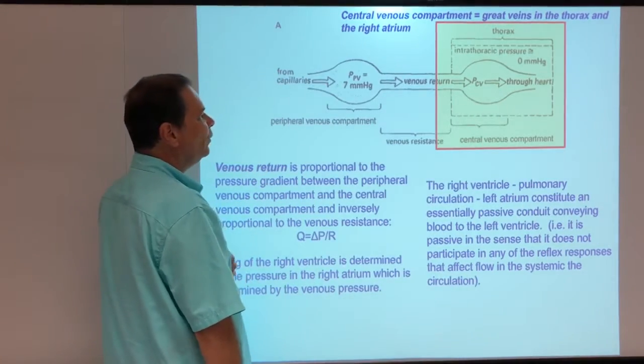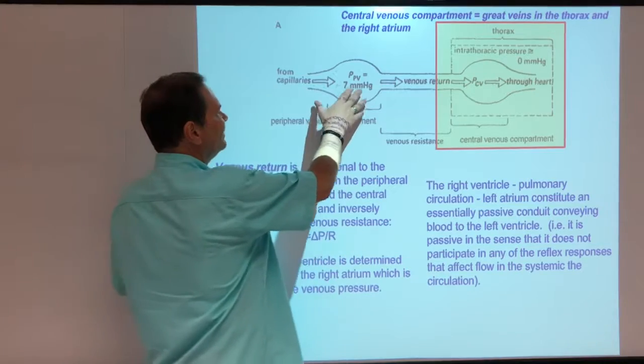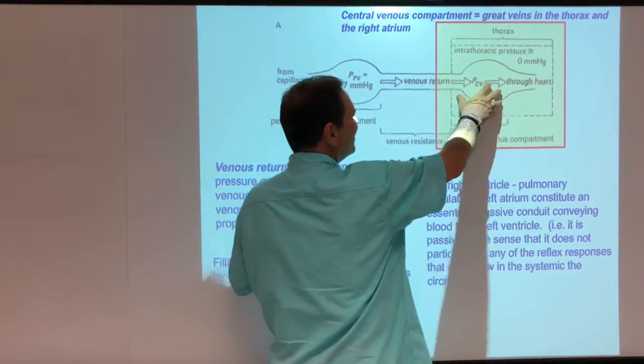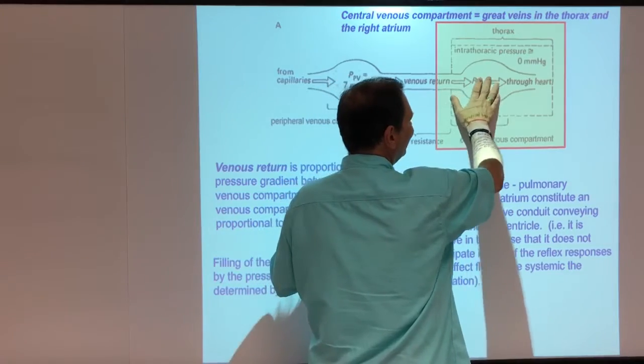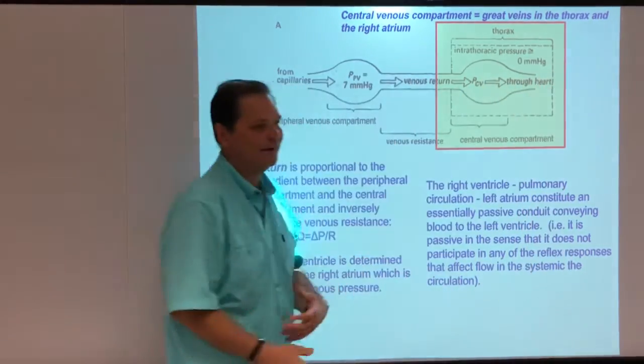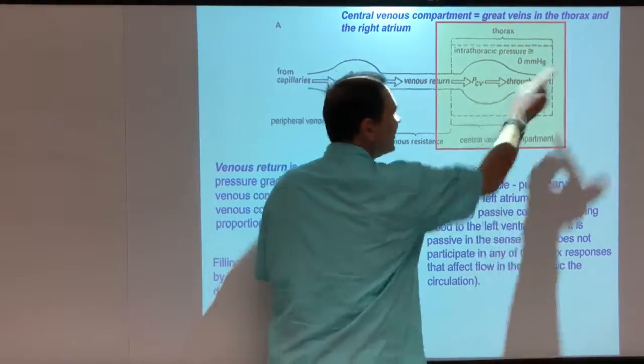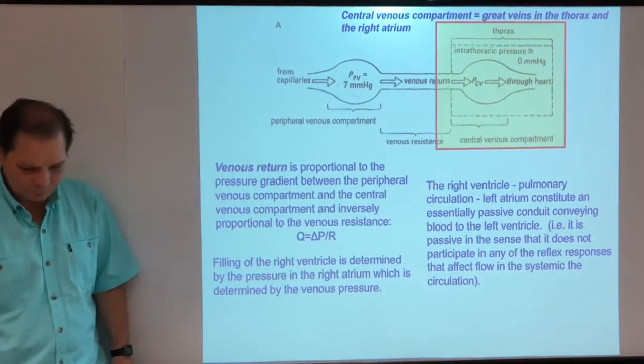And if you were to measure the pressures, you would find that the pressures are slightly higher here than they are here. And the pressures in the central venous compartment are slightly higher here than they are in the ventricle during diastole. And you know that because blood is flowing from high pressure to low pressure.